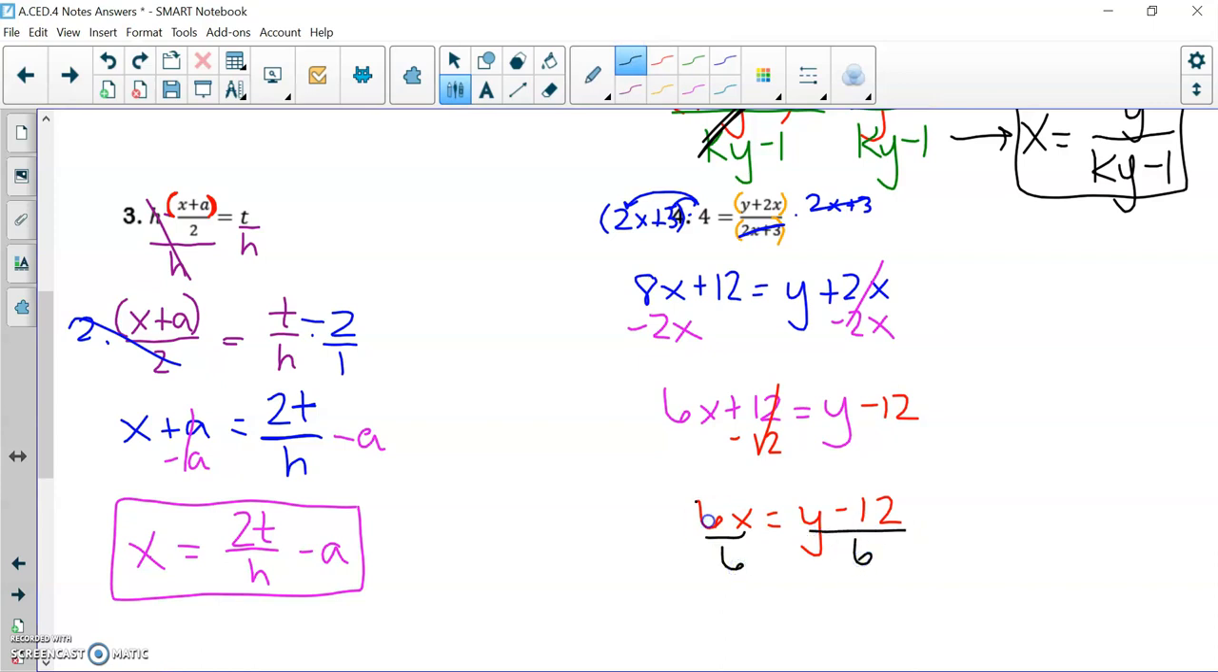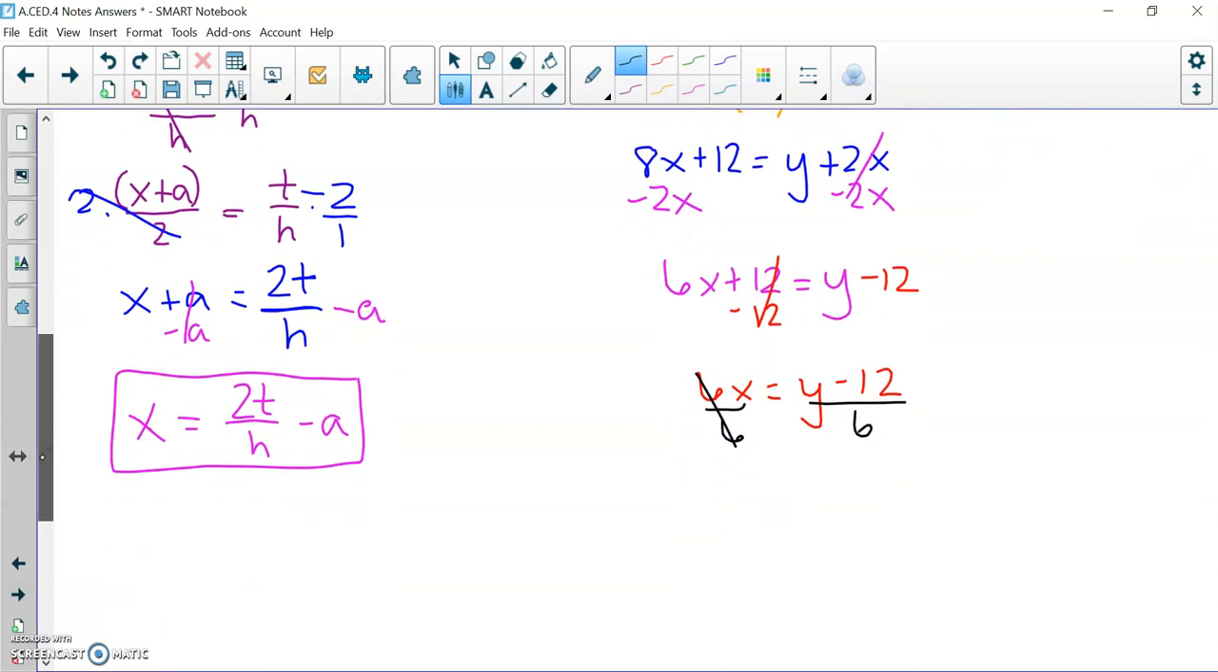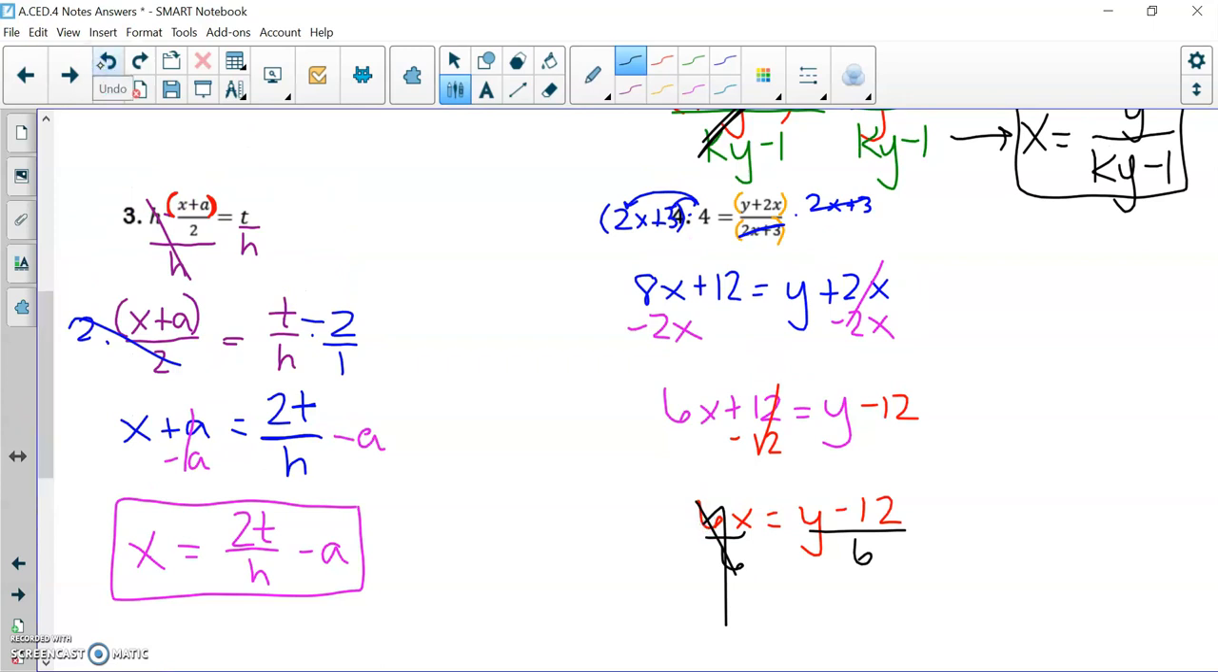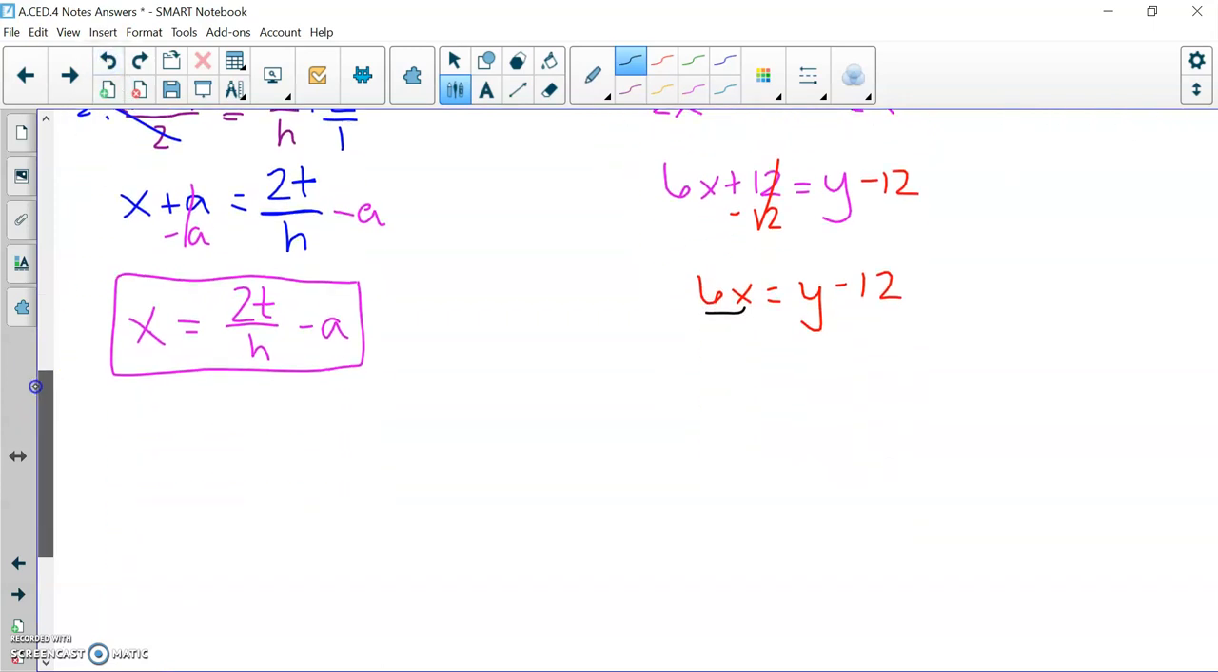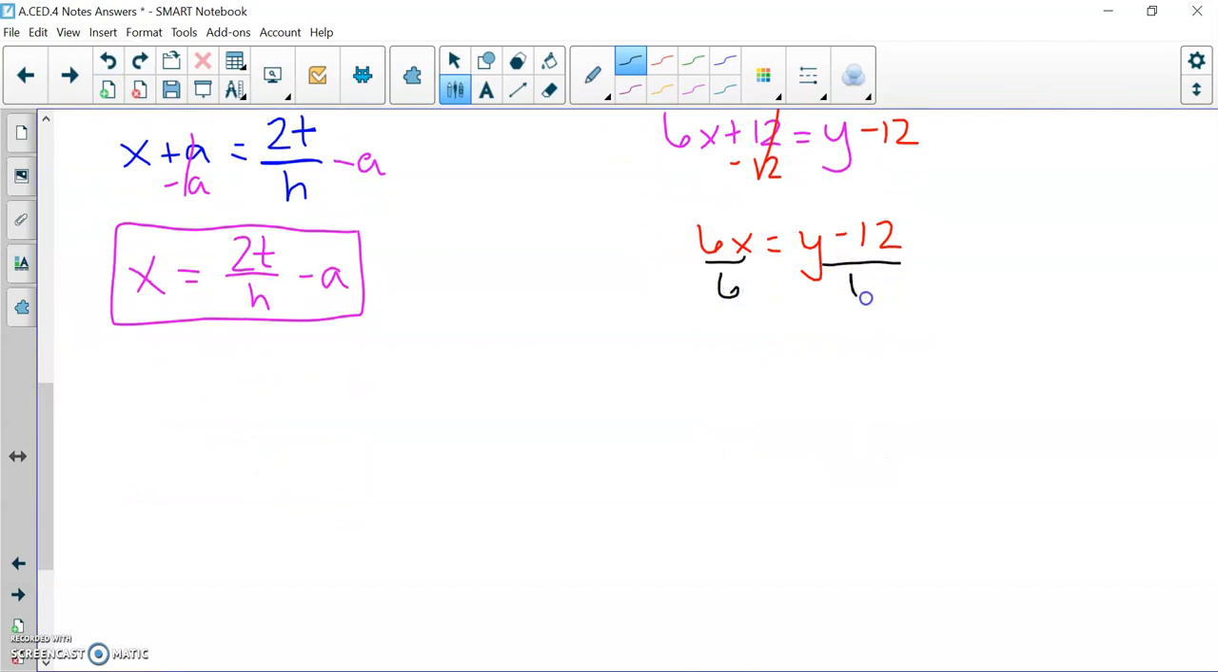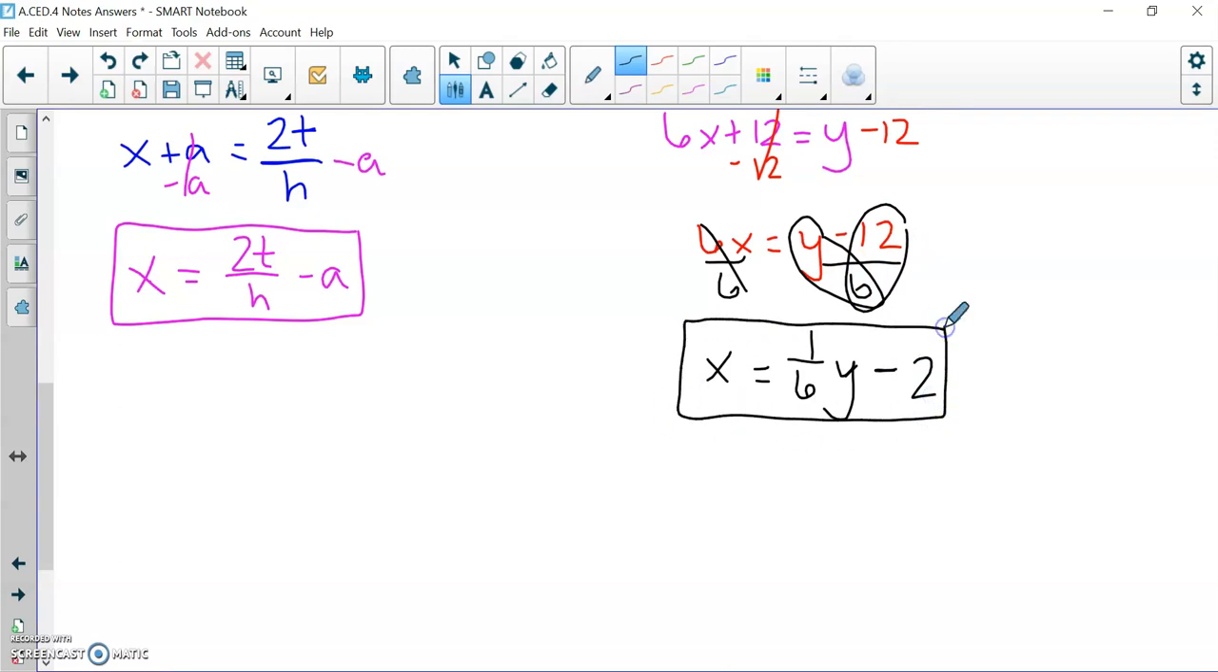And now since there's just multiple terms in my numerator, I can simplify this and I can separate this out into two fractions, which I'm going to, because I can simplify this. A y over a 6 is the same thing as a 1/6y. And you should notice now that a 12 divided by a 6 is a 2. So that's where I actually simplified that 12 over 6. This is the most specific or most simplified answer. I do not want you to leave your answer as an x is equal to a y minus 12 over 6, because that's not fully simplified, and we do want to simplify our answers.